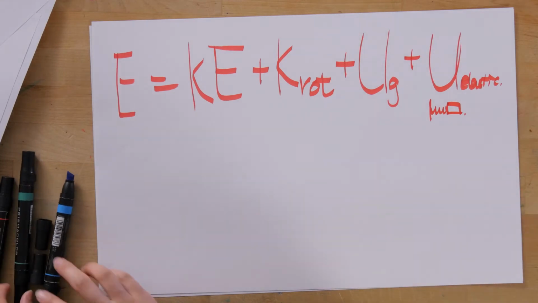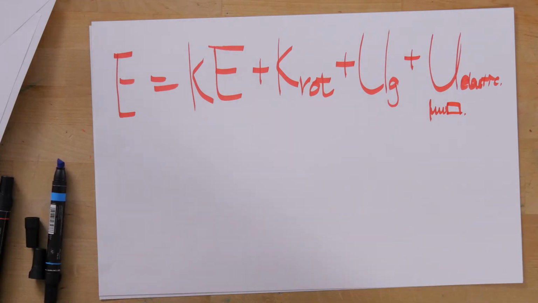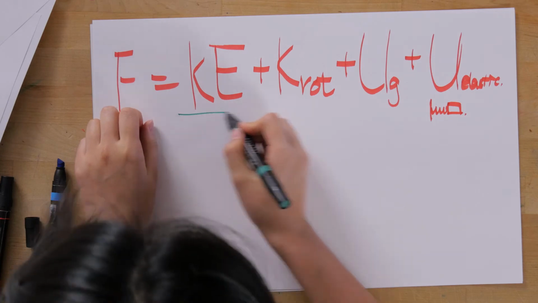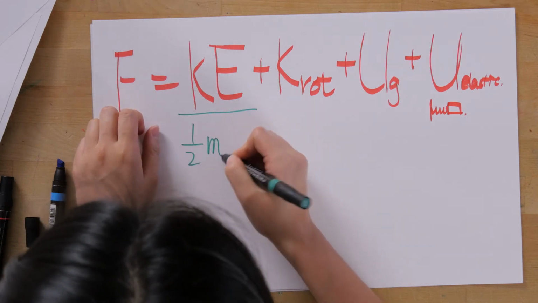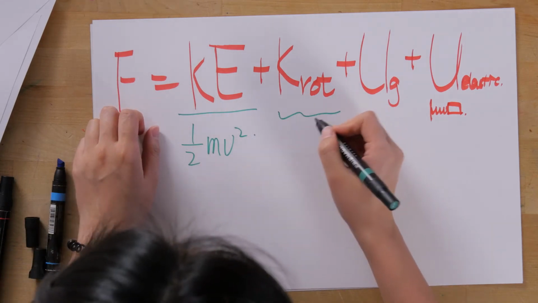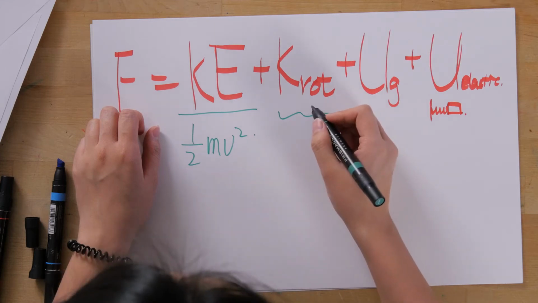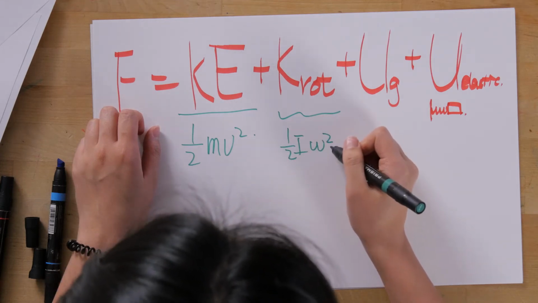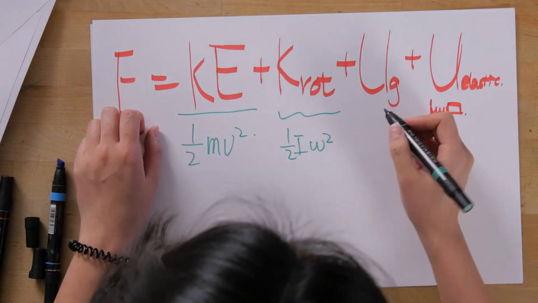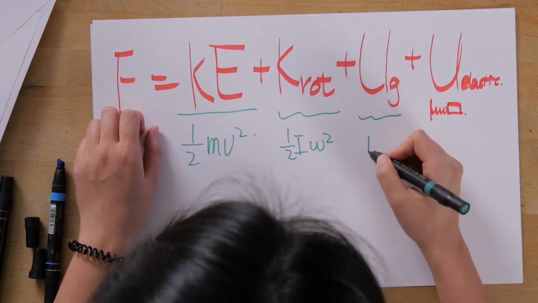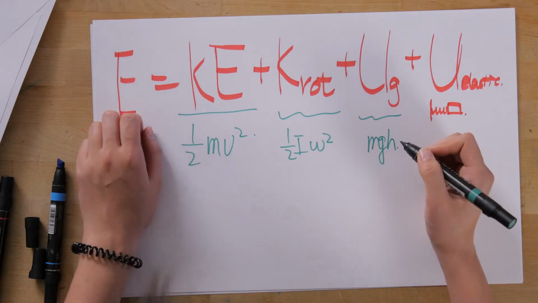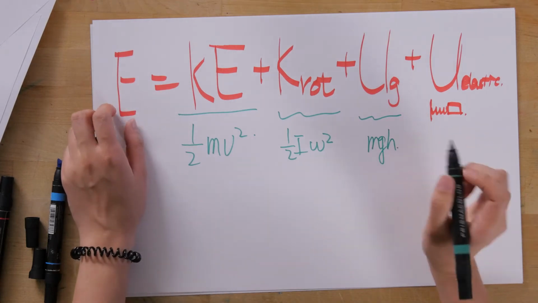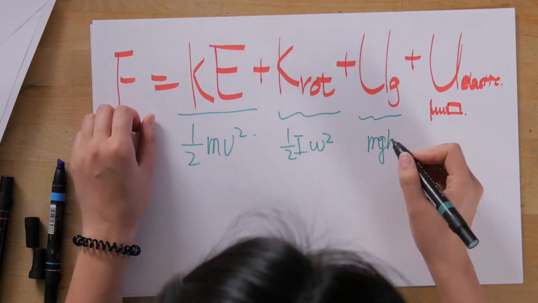What is the formula to calculate all those kinds of energy? For kinetic energy, we have 1/2 mv squared, where v is the velocity. For rotational energy, we have 1/2 I omega squared, where I is the moment of inertia. For potential energy, we have mgh. From office hours, I get the impression I need to stress this.